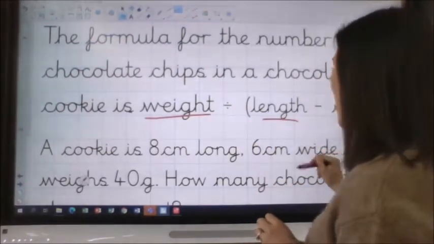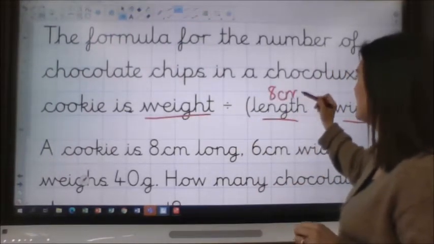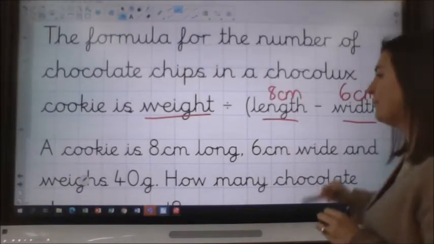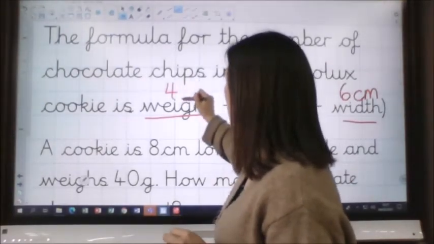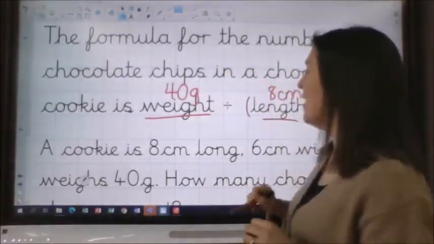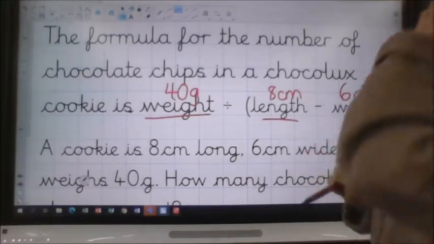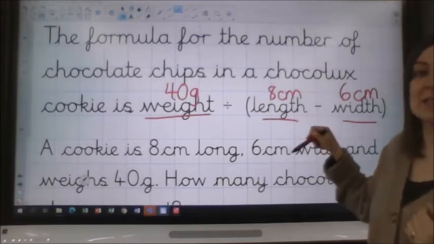So a cookie is 8 centimetres long. So straight away, I'm going to put 8 centimetres to tell me that, and 6 centimetres wide, and weighs 40 grams. So that will help me to work out how many chocolate chips will be in the cookie. So remember I said that we need to do the bit in brackets first.